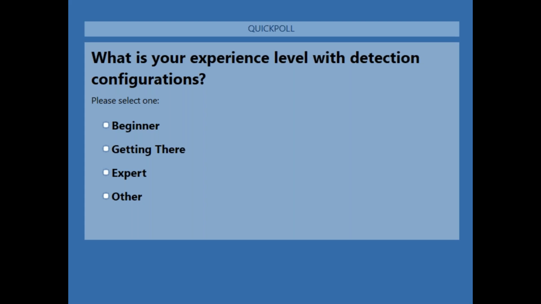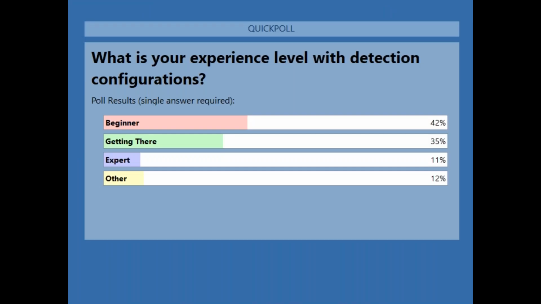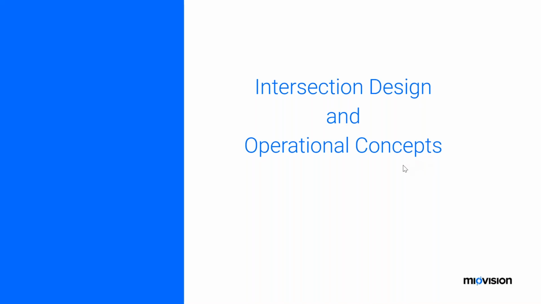Okay, so we've got 44% Brent are beginner, 33 are getting there, and then expert or other share about 10% each. Okay, great. That's great to hear. Awesome. Good to hear. We have some experts in the group and a good range of skill set there. So sounds good. Let's get into it and see how I can help you understand and help you learn how to continuously build on this knowledge.